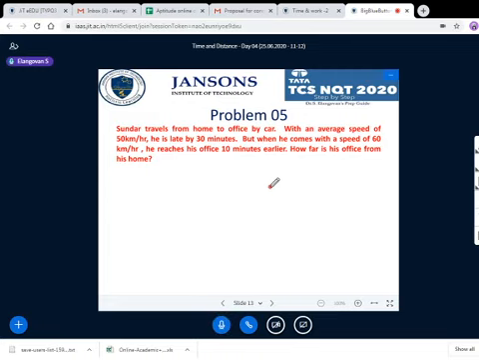Sundar travels from home to office by car with an average speed of 50 kilometers per hour. He is late by 30 minutes. But when he comes with a speed of 60 kilometers per hour, he reaches his office 10 minutes earlier. How far is his office from his home?